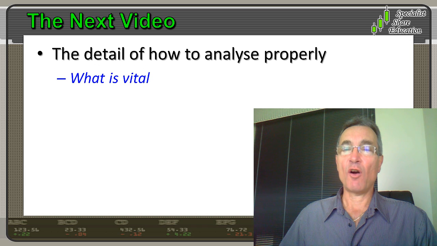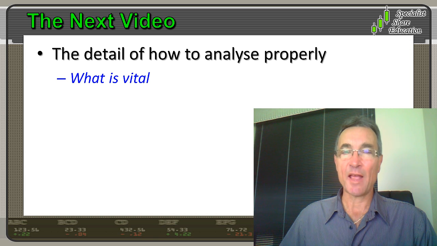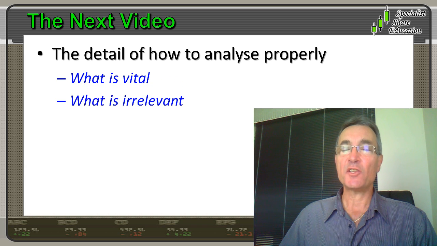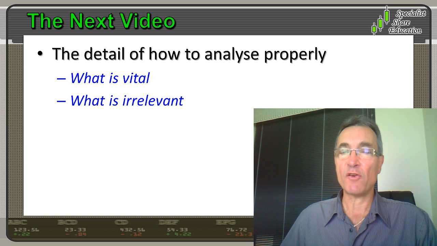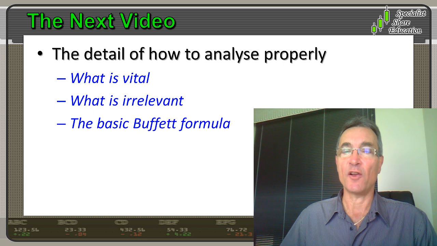Now, in the subsequent video series, I'm going to be covering the detail of how to analyse them properly: what is absolutely vital to understand and what parameters are absolutely vital, but just as importantly, what's irrelevant. There's an enormous amount of information out there on the net if you've been searching, and you'll know that the volume is just horrendous, and it's very difficult to understand what's important and what's not. In this video series, I'll zero in on exactly what you need to know, and the basic Warren Buffett formula is pretty much it.